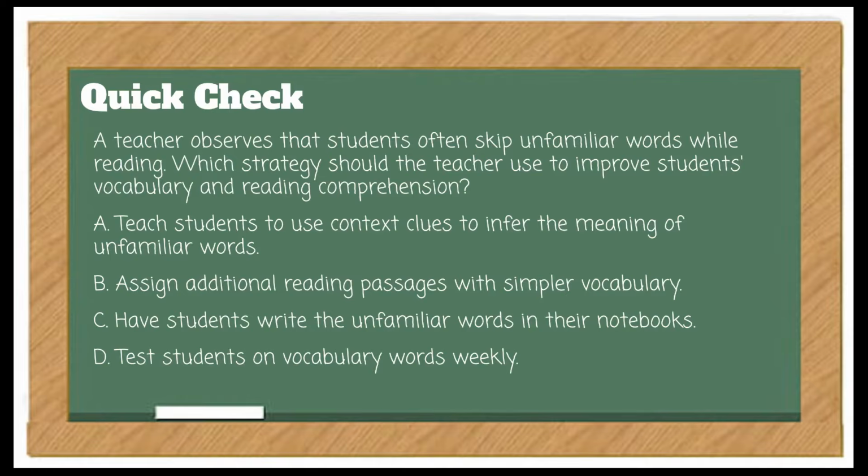Okay, a teacher observes that students often skip unfamiliar words while reading. Which strategy should the teacher use to improve student vocabulary and reading comprehension? Is it A, teach students to use context clues to infer the meaning of unfamiliar words? B, assign additional reading passages with simpler vocabulary? C, have students write the unfamiliar words in their notebooks? Or D, test students on vocabulary words weekly? Yes, it's A, using context clues to infer, make inferences.